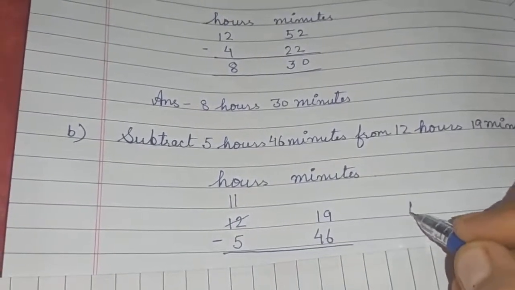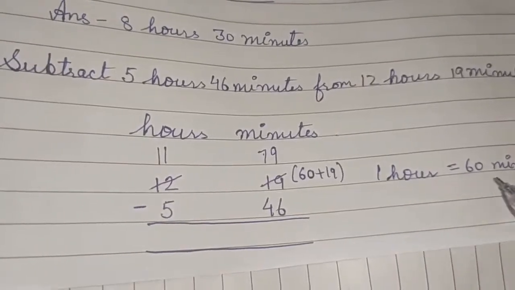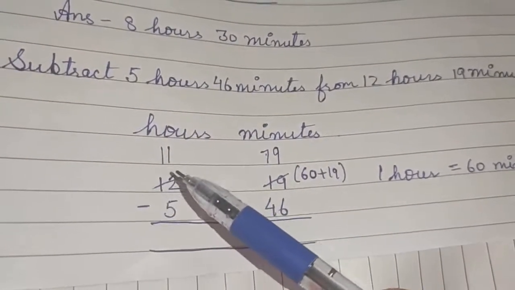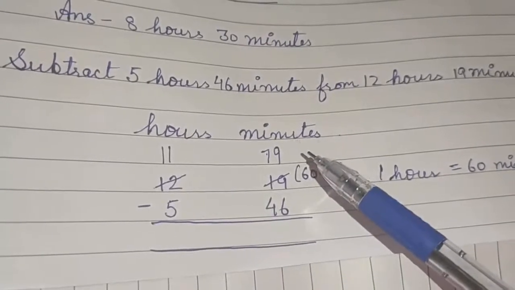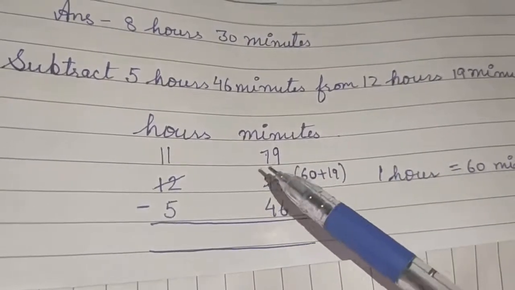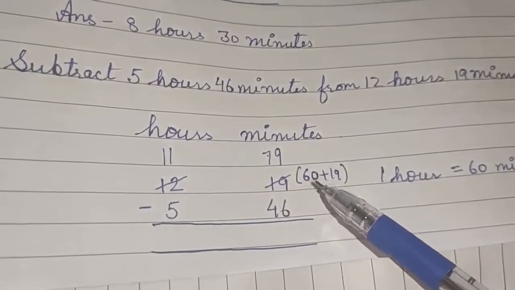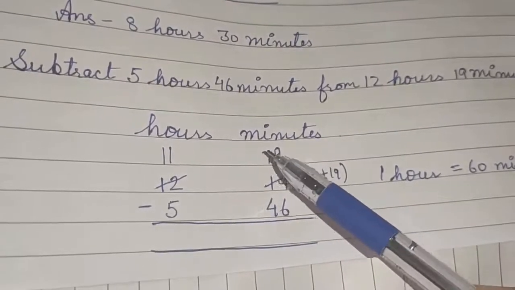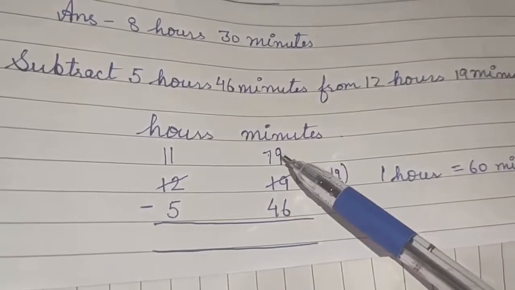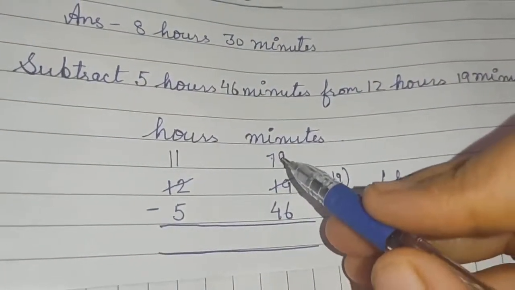Now students, as you know, 1 hour is equal to 60 minutes. So this 1 hour is given to the minutes. So those 60 minutes will be added to these 19 minutes. So 60 plus 19 will be equal to 79. Now you have to subtract 46 from 79. So the subtraction will be as usual.